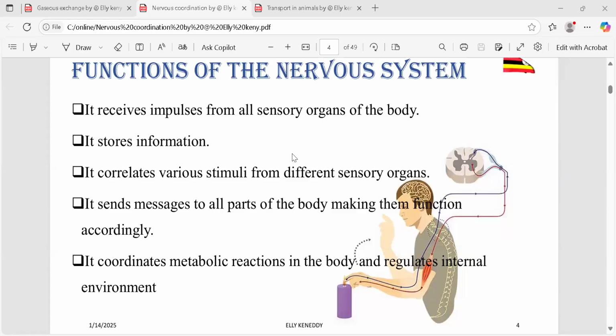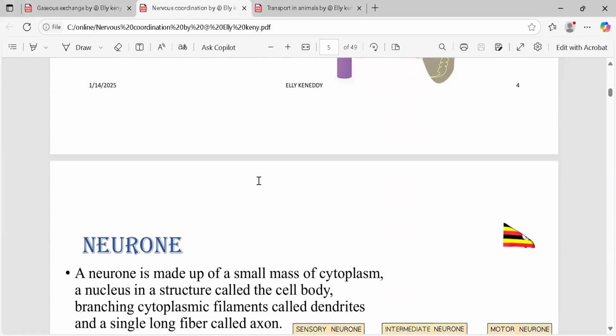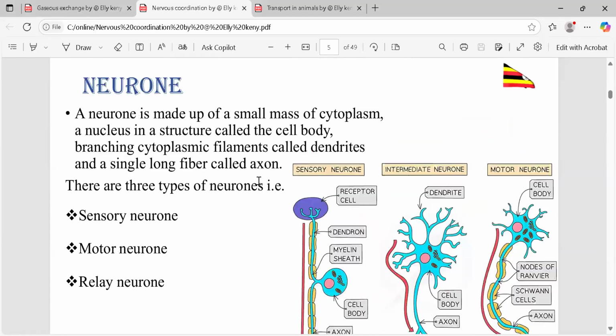It regulates the amount of food you need, so that when you go past, it tells you no, don't exceed. This is your limit. And when it goes below, it tells you no, add. When the temperature is rising, it says no, it is going beyond the required. Please bring it down. So that is the role of the nervous system. After this, we shall go to neurons.